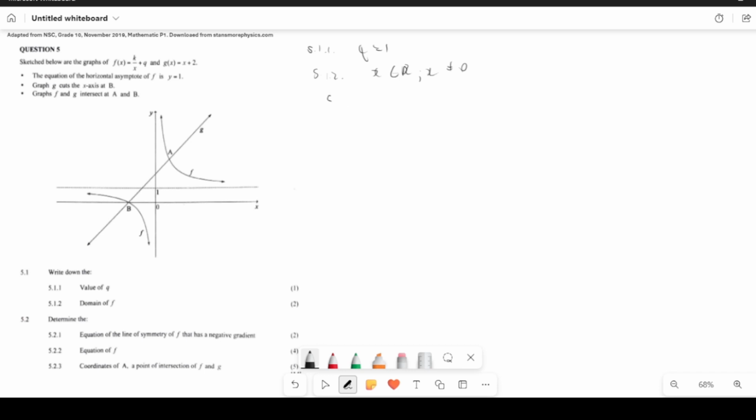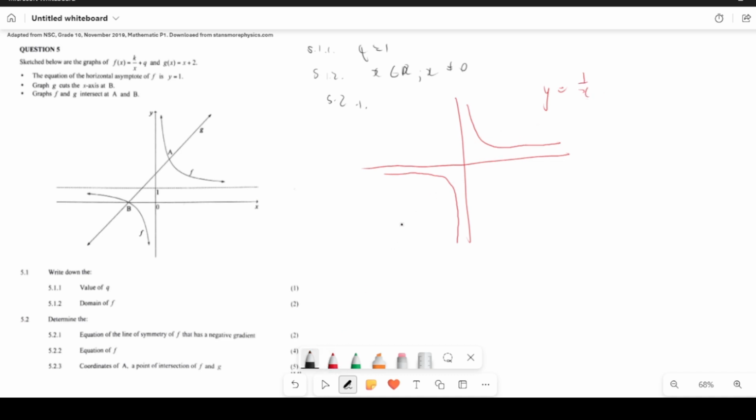Okay, so 5.2.1, the equation of the line of symmetry of f that has a negative gradient. Remember that when we drew the hyperbolic function, these functions are always in relation to the parent function. The parent function is a function that has no transformations and no translations. So in our case, the parent function would have looked such. The parent function has the equation y = 1/x.